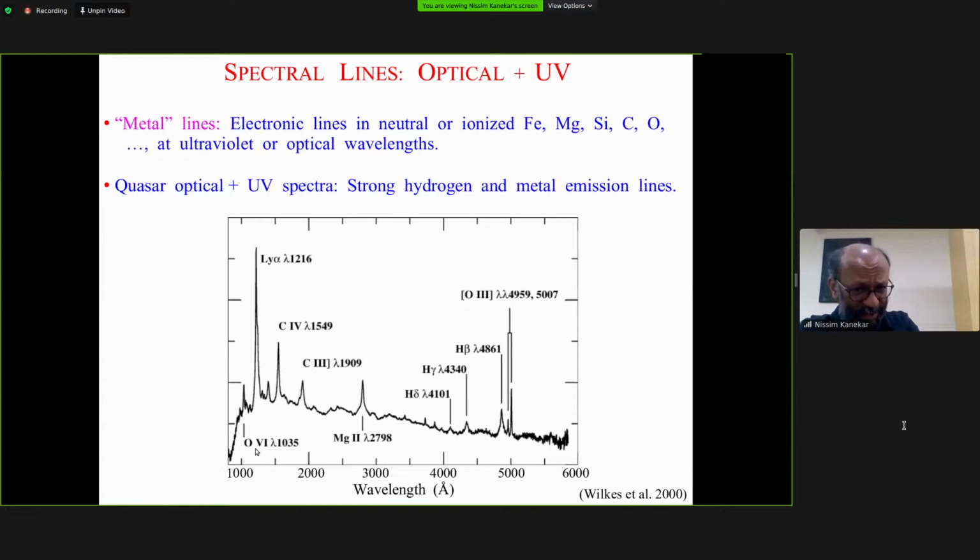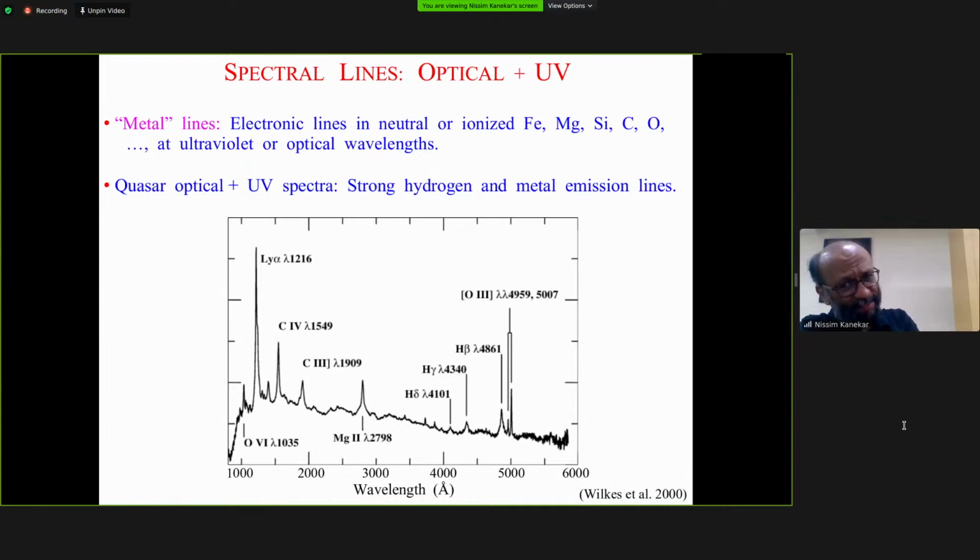You also see a line over here at the extreme left of the spectrum, which is O6, quintuply ionized oxygen, which is also a doublet at about 1035 angstrom. This turns out to be a very interesting line to probe conditions in the halos of galaxies, in the hot halos of galaxies. So this is a set of standard lines that you see in quasar spectra, if you, of course, tune your spectrograph to cover these lines at the redshift of the quasar. So you have very strong hydrogen lines, and you have strong metal emission lines.